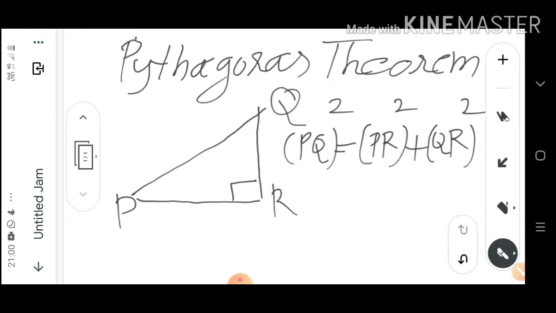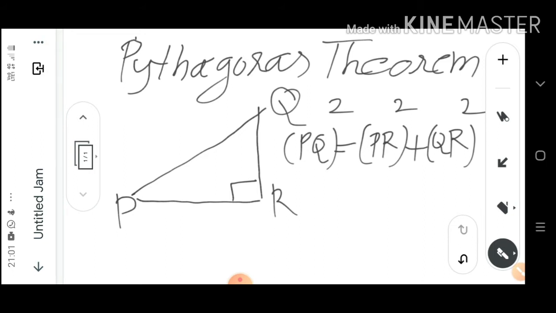That means in any right angle triangle, the square of hypotenuse is equal to the sum of the squares of the remaining two sides. Here PQ is the hypotenuse and remaining two sides are PR and QR. So this is our Pythagoras theorem.